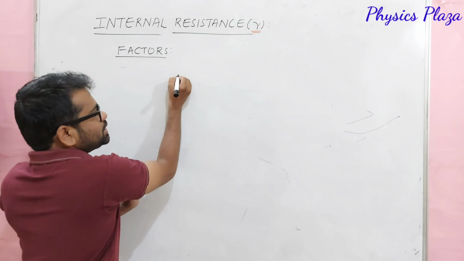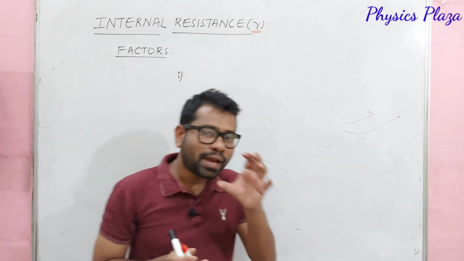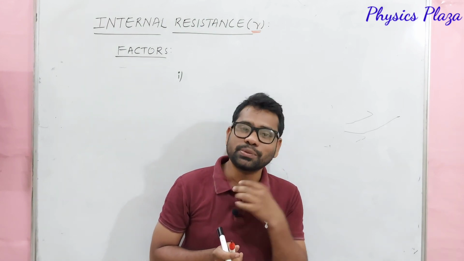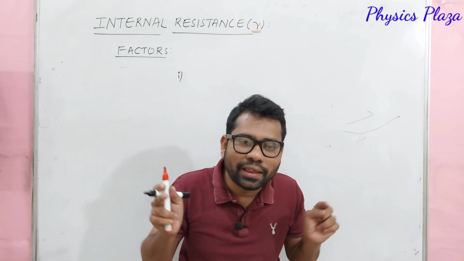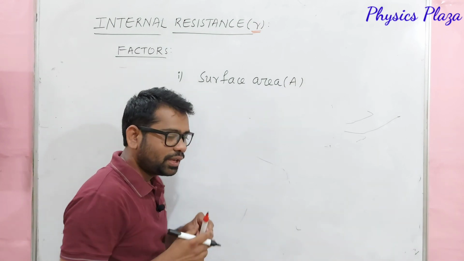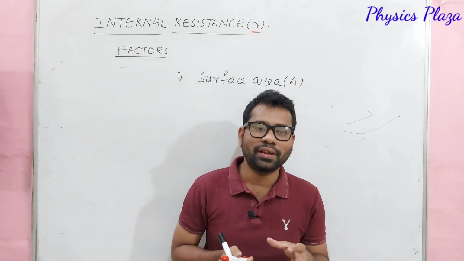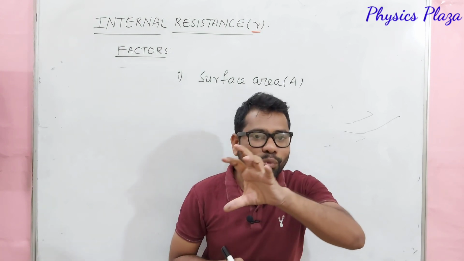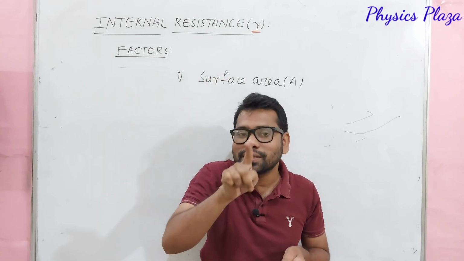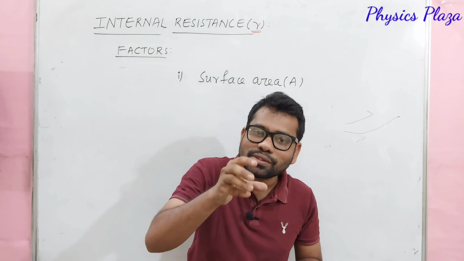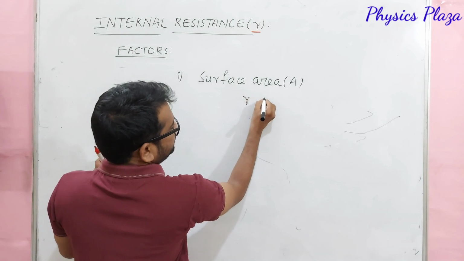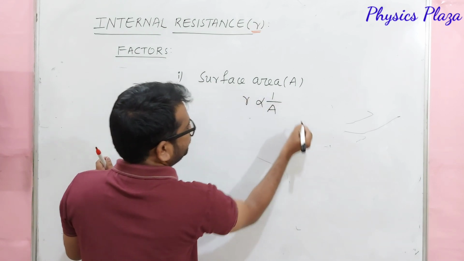Dear children, internal resistance depends on the size of the electrodes. It is very important. Size means I am talking about surface area, that is capital A. Dear children, if the surface area is more, then more charges are collected. As more charges are collected, in the external circuit there will be more flow of current, which means the resistance will be less. So here we can say that internal resistance is inversely proportional to the surface area.